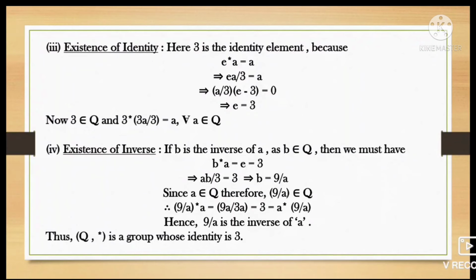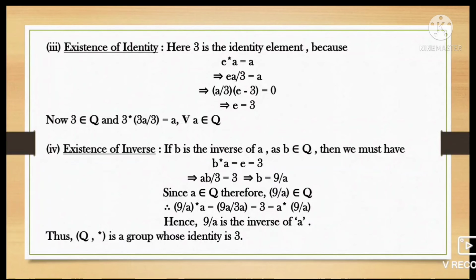Now third is the existence of identity. So here 3 is the identity element because when E is operated on A, it will give A. So through the question we can write it as EA by 3 equals A. So we can also write it as A by 3 into E minus 3, which is equal to 0. So we can write E equals 3 through this equation. So now 3 belongs to Q and 3 operated on A gives 3A by 3, which is A, for all A belonging to Q.